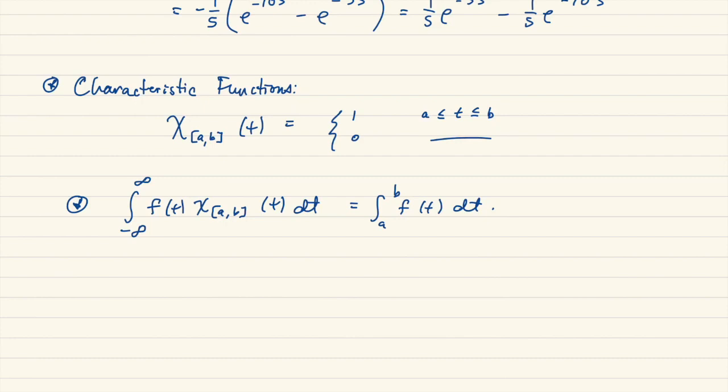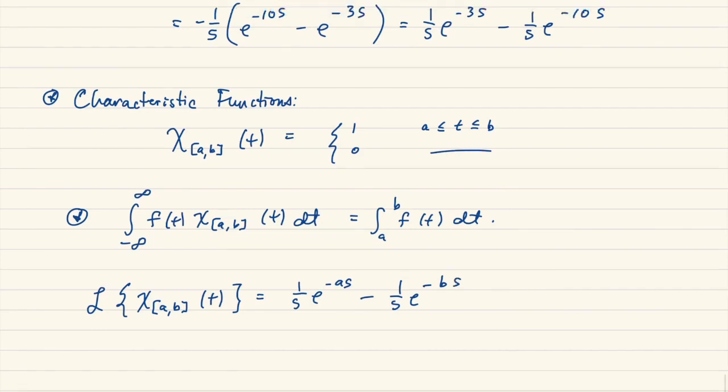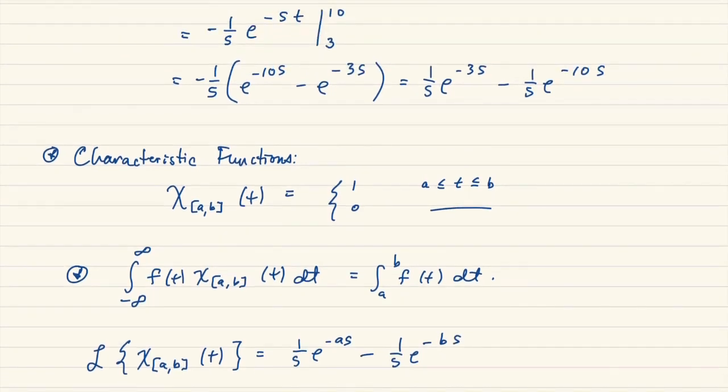In general, I think it's worth just writing this down. The Laplace transform of the characteristic function over the interval from a to b is going to be 1 over s e to the negative as, minus 1 over s e to the negative bs. Just replacing our 3 and 10 with a and b in general, that's what we get. So this is another value on our table.